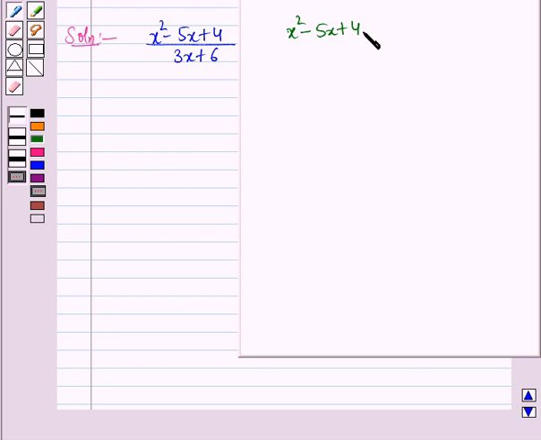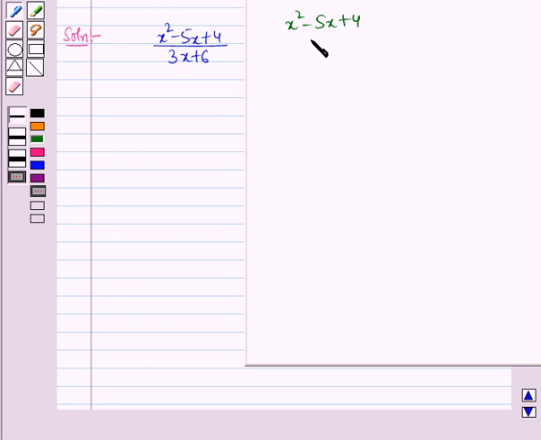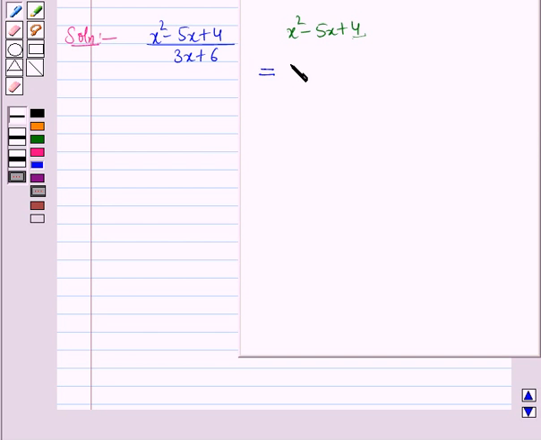Now this is an expression with degree 2. To factorize this type of expression, we will split the middle term into two terms such that the sum of those two terms is equal to the middle term, that is minus 5x, and if we multiply the coefficients of those two terms, then that will be equal to the product of the constant term and the coefficient of x square, that is 4 into 1, which is equal to 4. So on splitting the middle term, this will be x² − x − 4x + 4.